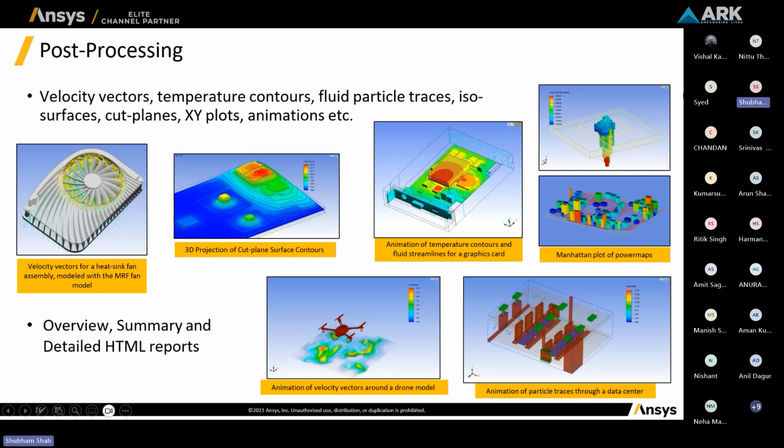In a similar manner, on the right hand side, you can see this is the post processing of the data center. So basically, this is also the speed post processing for the inlet flow.